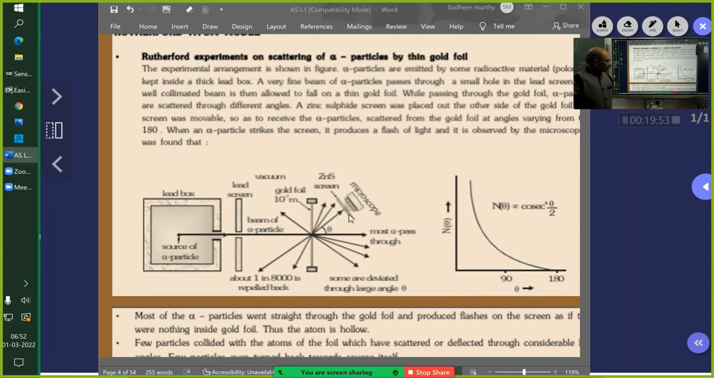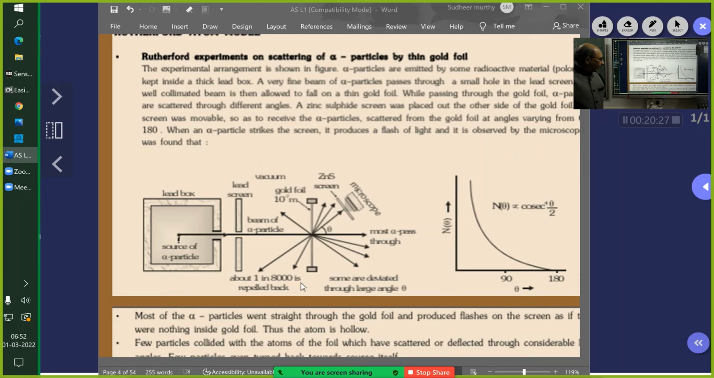This is very, very interesting. Just imagine, he is passing alpha particles and sees some of them coming out at different angles, and he also sees that some of them are rebounding, to the extent that an alpha particle comes back in the same direction, that is 180 degrees. Now a very careful study was made.